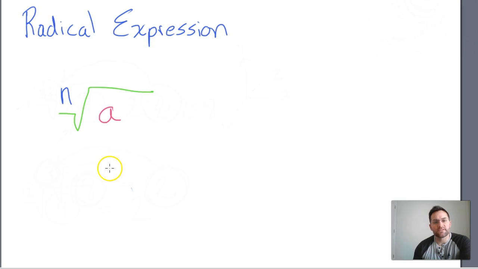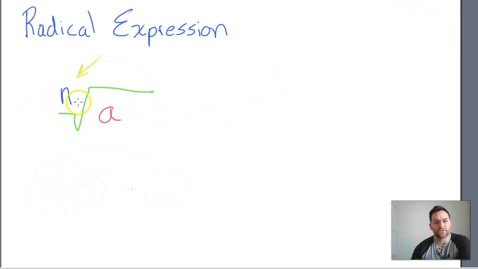So a radical is an expression of the form that you see right here where you have the nth radical root of a. What that means is that the positive integer n, and positive integer just means a positive number, something 1 or greater, so we're not dealing with negative numbers here.